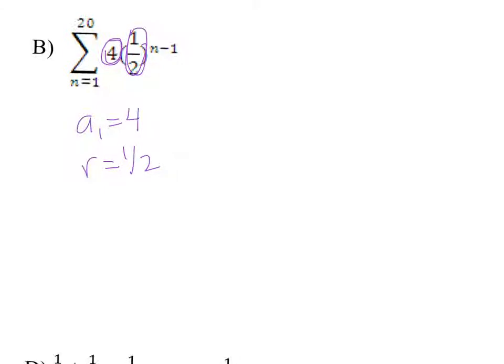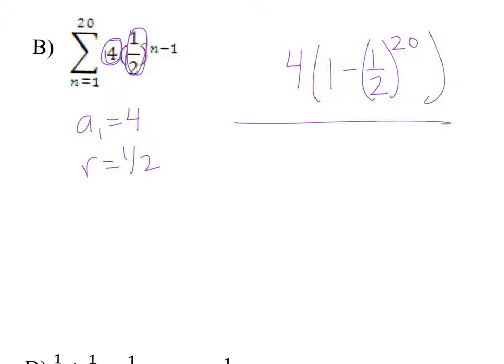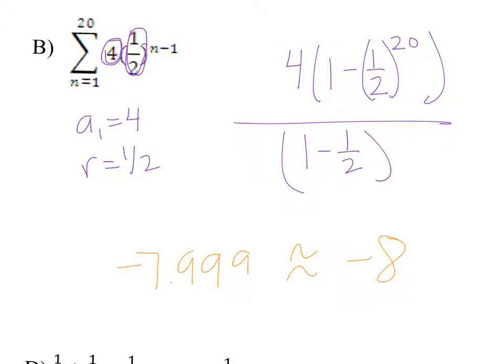I'm going to my nth term. Looking at the formula on the top of this page, it's whatever you start with, times 1 minus your common ratio raised to whatever term you're going to. In this case, we're going to 20 because of this right here. And that whole thing is divided by 1 minus my common ratio, the 1/2. If I put that in my calculator, I'll get negative 7.99999, so roughly negative 8. Now you try both C and D.